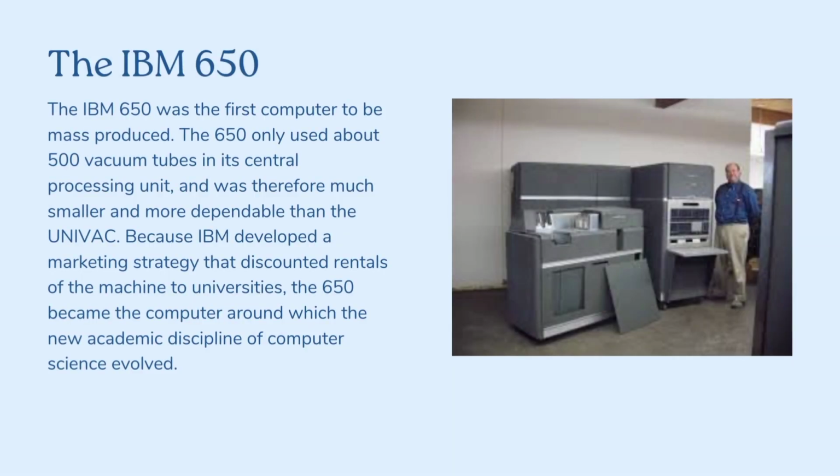The IBM 650 was the first computer to be mass-produced. The 650 only used about 500 vacuum tubes in its central processing unit, and was therefore much smaller and more dependable than the UNIVAC.